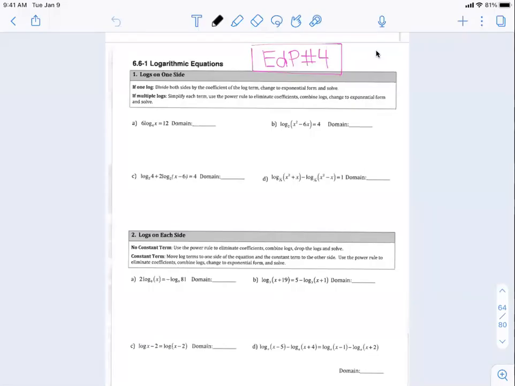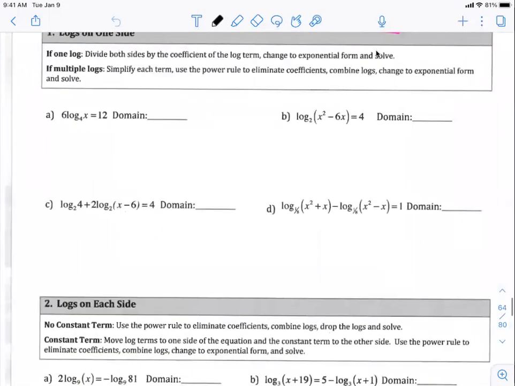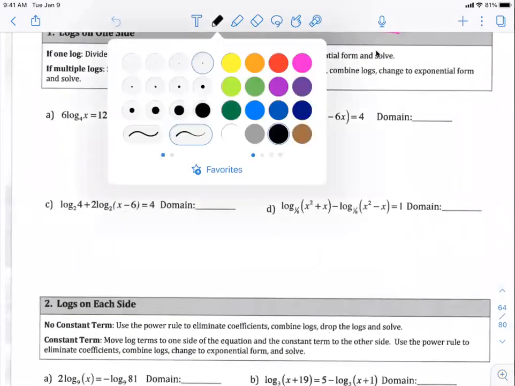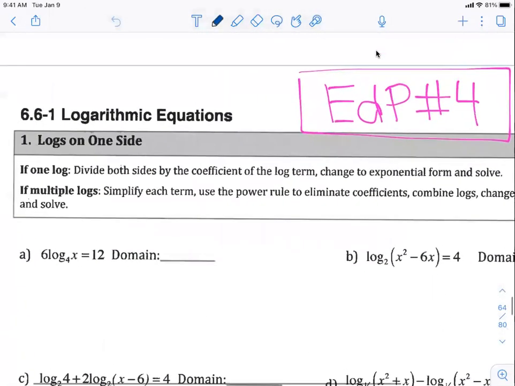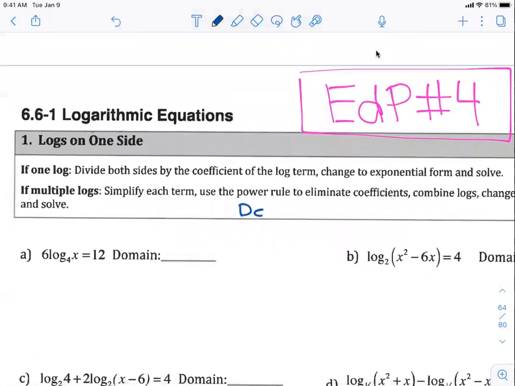All right, let's take a look at section 6.6. So we're going to be solving more log equations in exponential. So first thing is we have to think about the domain. We talked about this before, but the domain of a log function, that parenthesis part, remember, has to be greater than 0. We talked about that in the last unit. So the domain has to be greater than 0. And again, what we're talking about is the input that's in the parentheses of the log.